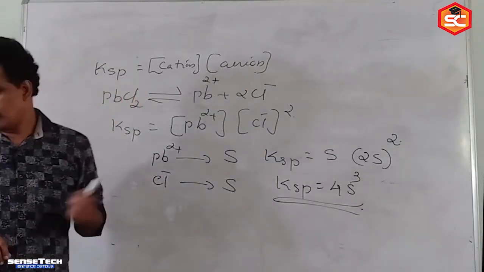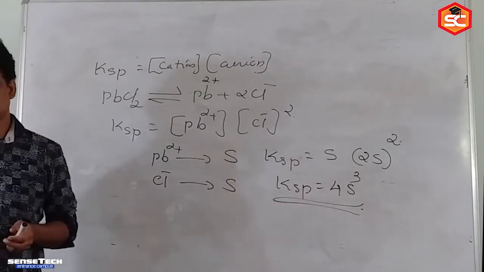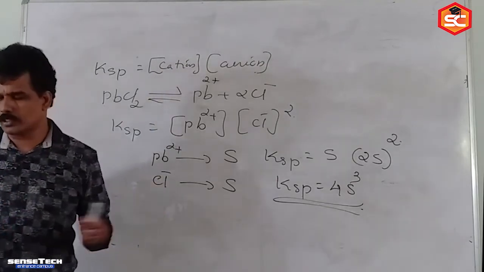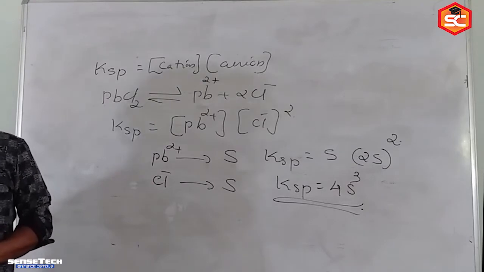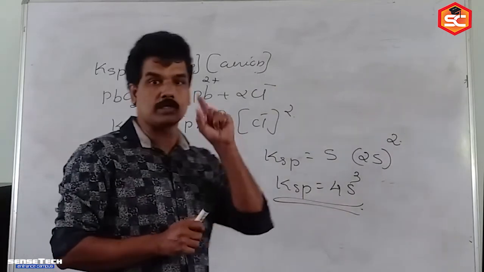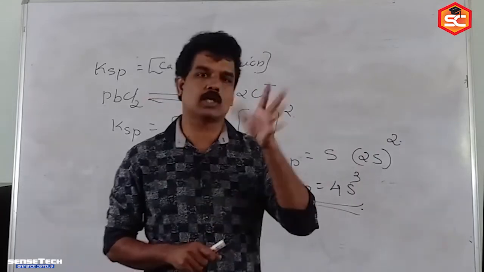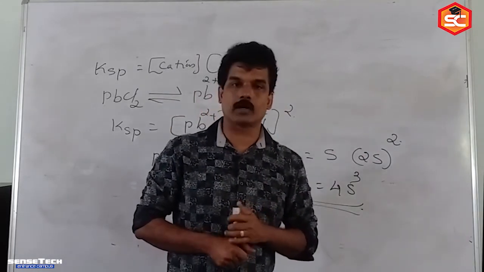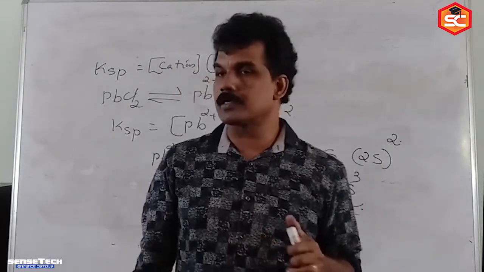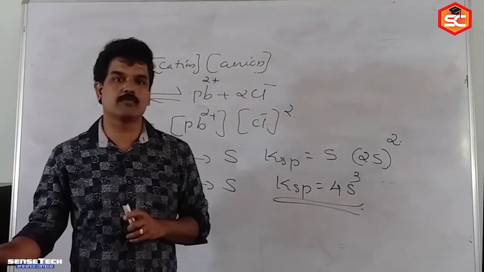Clear, no? Then finally you noted solubility product and precipitation. At what condition will a salt precipitate? Based on their solubility product we can predict the precipitation. If the ionic product is greater than the solubility product, the salt will precipitate. If the KSP value of a salt is greater than the ionic product, that salt will not precipitate. That is the condition for precipitation.